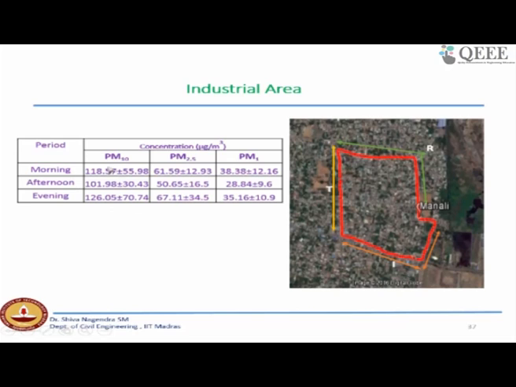In addition, the morning traffic is significant in these areas because people working in the industries are coming to the office, and in the evening they are leaving the office, which might also have contributed to the morning and evening PM levels. Similar observations were made in PM2.5 and PM1 concentrations.